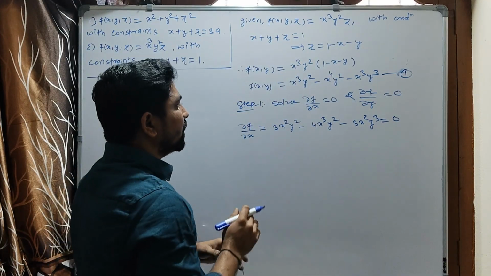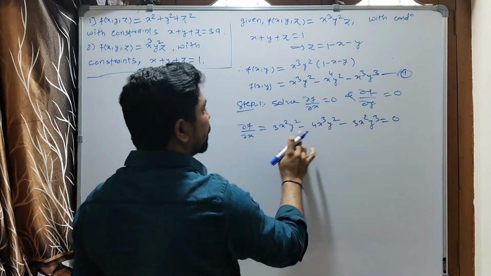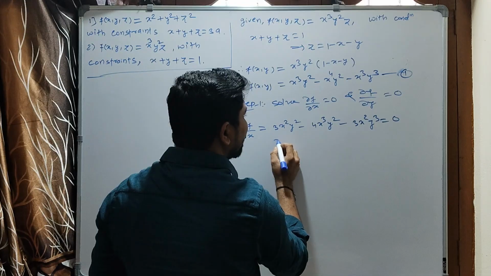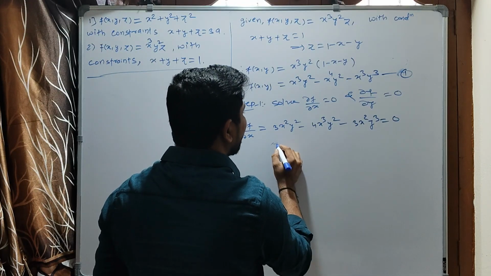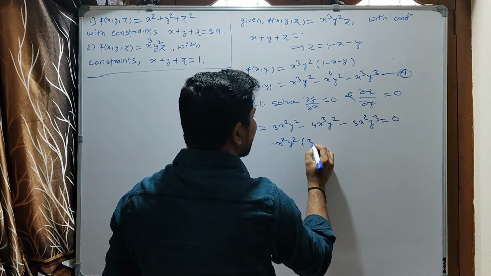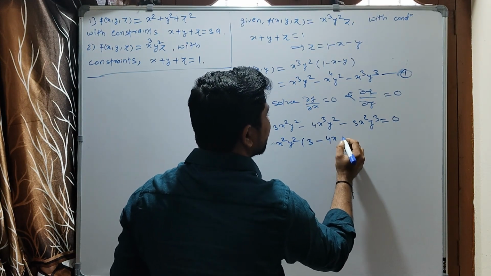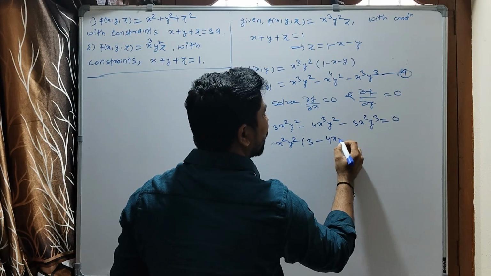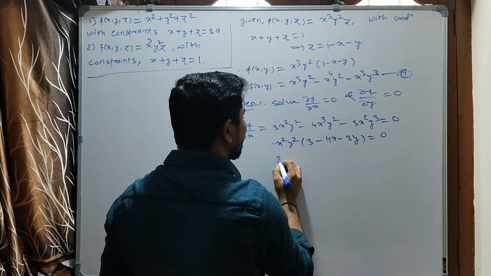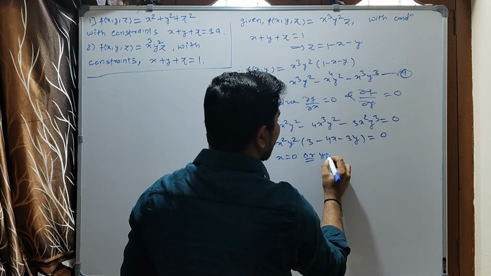Now just observe one thing. This is x square, this is x square, this is x cube. Take x square and y square common. So here 3 minus 4x minus 3y, which is equal to 0. So this implies x equal to 0 or y equal to 0.